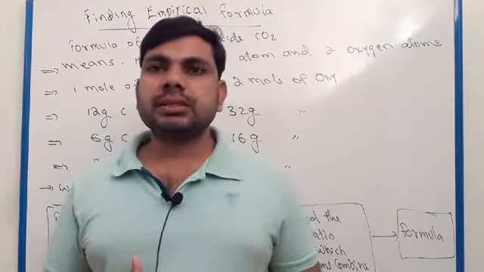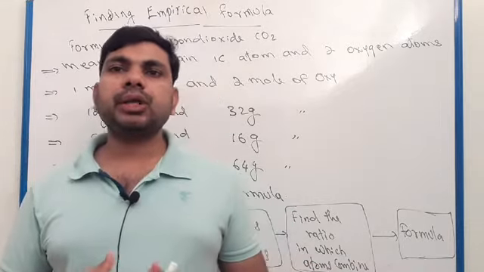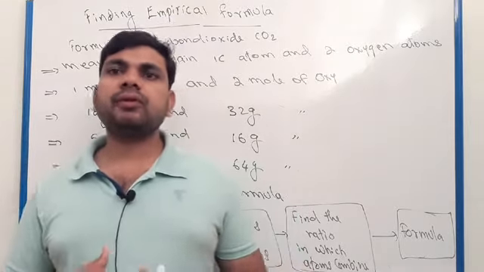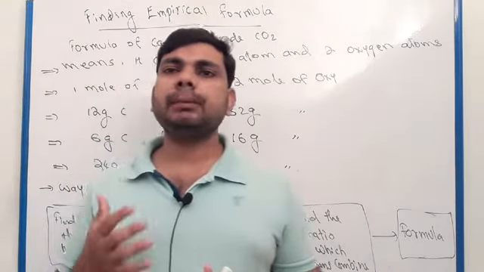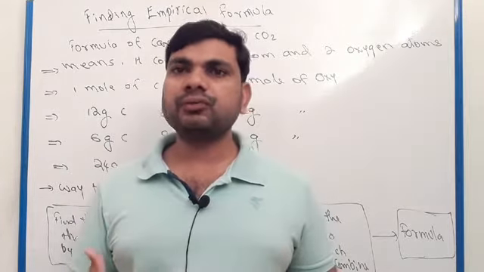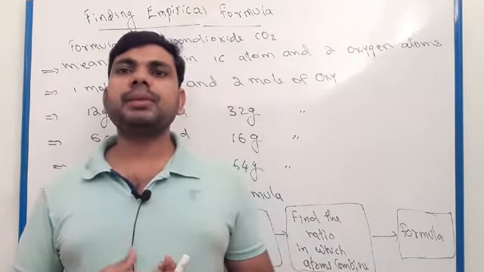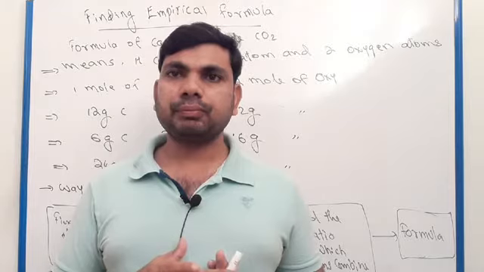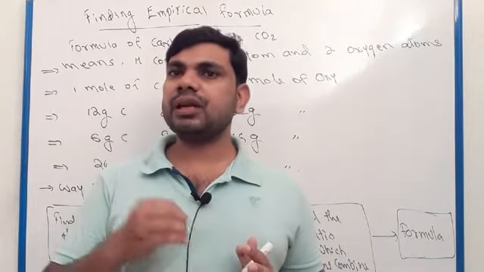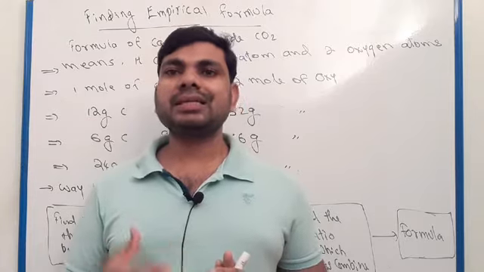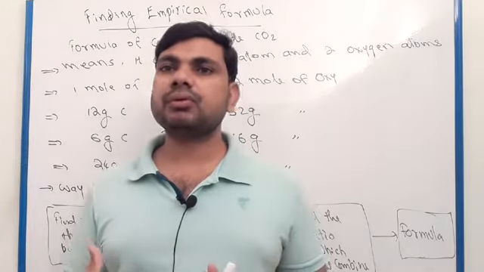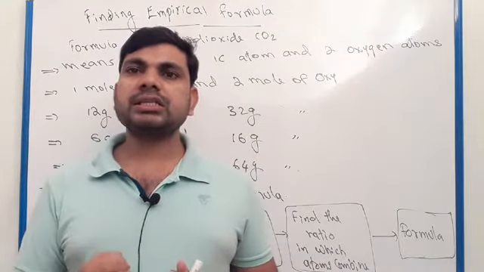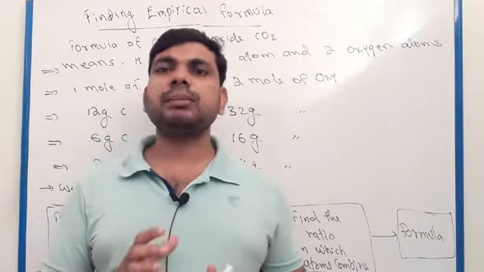Welcome to chemistry classes. In this video we are going to discuss empirical formula and molecular formula. First we have to understand empirical formula. Empirical formula means the simplest ratio of the different atoms in a molecule. It is the simplest ratio of the number of atoms in a molecule, and this ratio tells us the number of different atoms in a molecule.